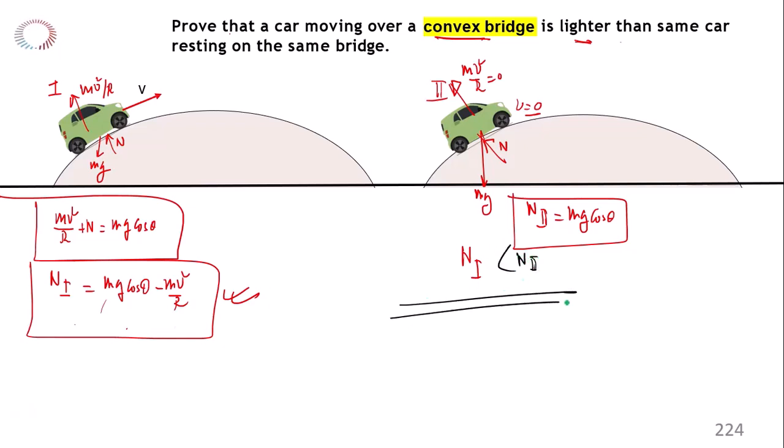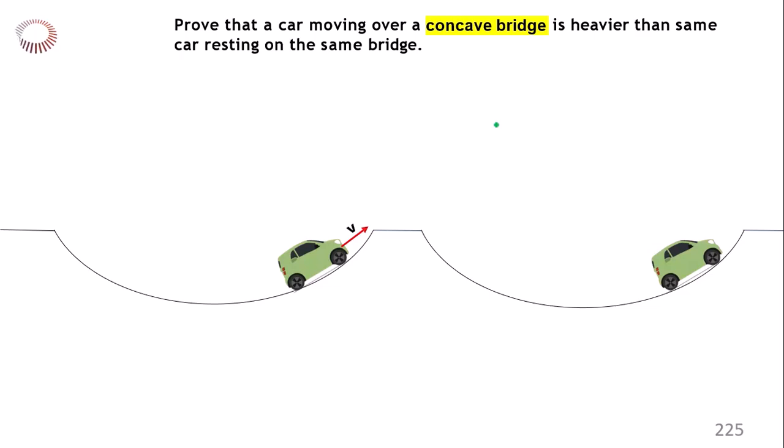Hence, the car number 1, which is moving, is feeling lighter. Why lighter? Because N is less than for the same car resting on the same bridge. Okay, because in the second situation, when the car is at rest, there is no centrifugal force acting on the body. mv square by r will be 0, and because of that, N1 is always less than N2. Okay. So again, the opposite situation.